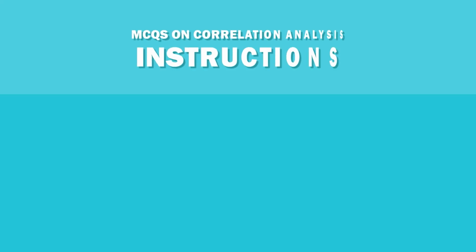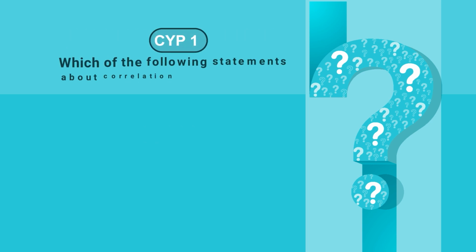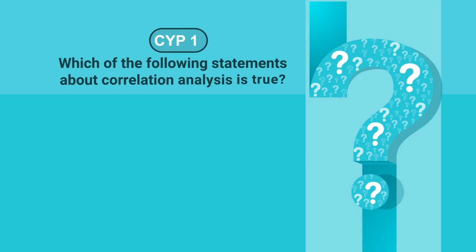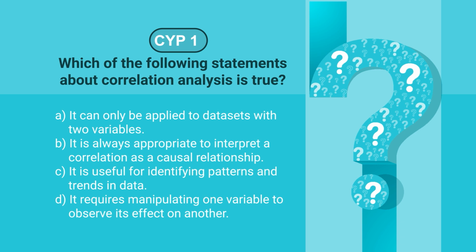So now you can check your progress by answering these questions. The first question is, which of the following statements about correlation analysis is true? Option A, it can only be applied to data sets with two variables. B, it is always appropriate to interpret a correlation as a causal relationship. C, it is useful for identifying patterns and trends in data. Option D, it requires manipulating one variable to observe its effects on another.